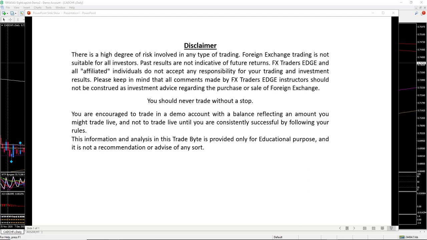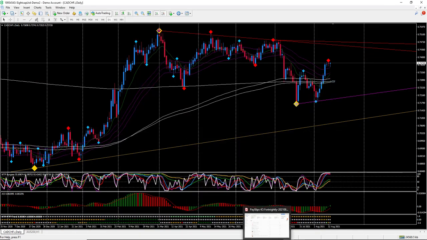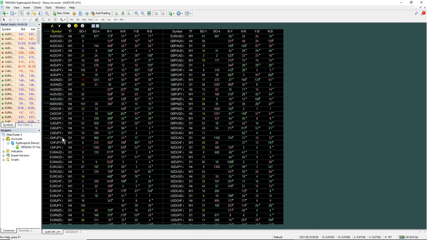Before we start, please read the disclaimer that there is a high degree of risk involved in any type of trading, and the information and analysis we're providing in this trade byte is only for educational purposes, and it is not a recommendation or advice of any sort. If you need legal advice or financial advice, please seek your financial advisor. Thanks.